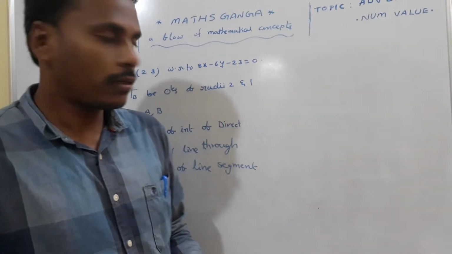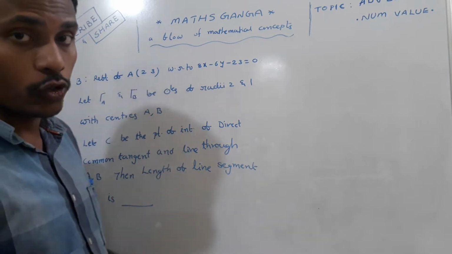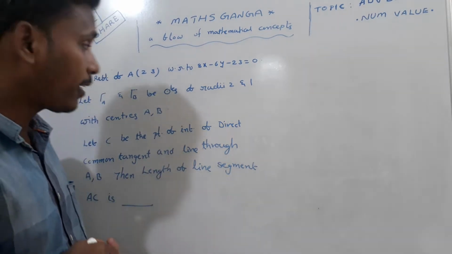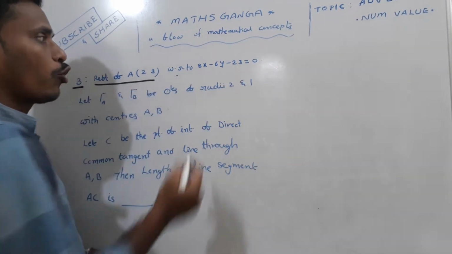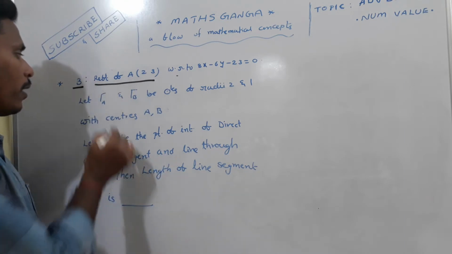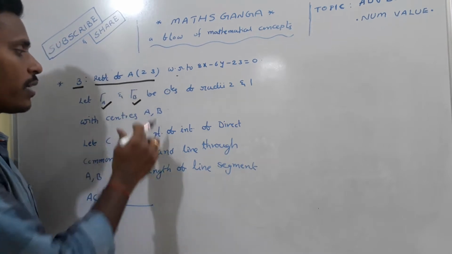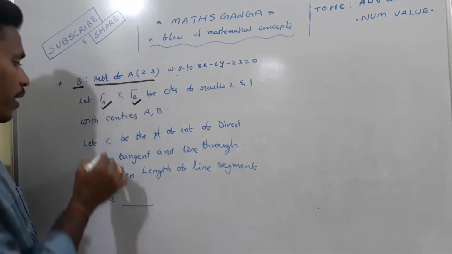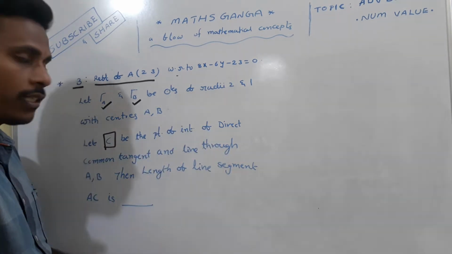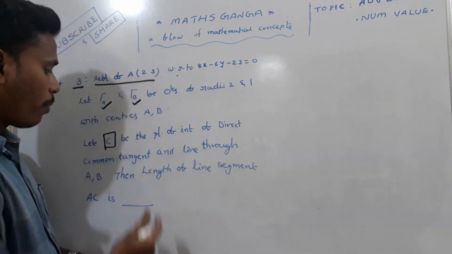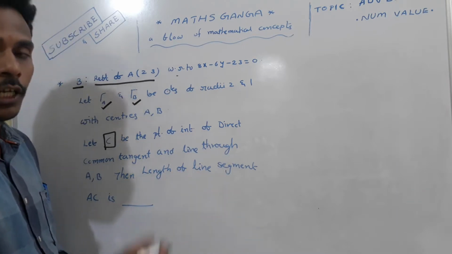See, the question is a combination of circles, a little bit of coordinate geometry along with the concepts of geometry. In the question it is given that B is a point which is the reflection of A with respect to the line. Gamma A and gamma B are two circles of radius 2 and 1 with the centers A and B. Then C is the point of intersection of the direct common tangent and the line through A, B. Then the length of the line segment AC is what we need to find.